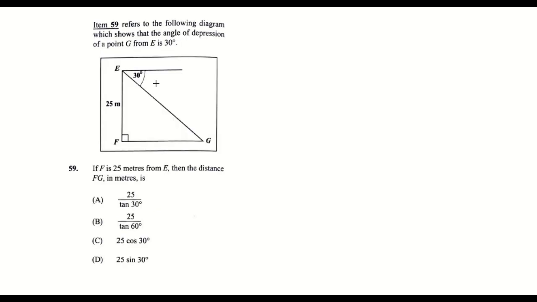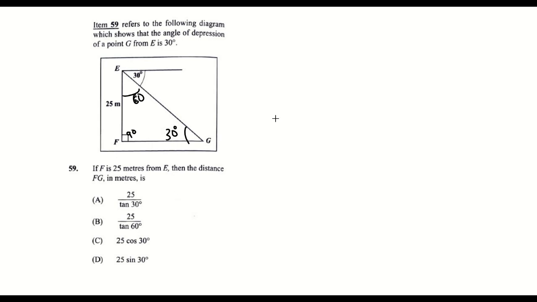Right, 59 refers to the following diagram, which shows the angle of depression. If F is 25 meters from E, then the distance of FG in meters is... now looking at this, let's see what we could find out. This is 90 degrees. This here would be 90, so this would be 60. Then we could also find this one, which is 180 minus 60 plus 90, which is 60 plus 90 is 150. So this would also be 30 degrees.